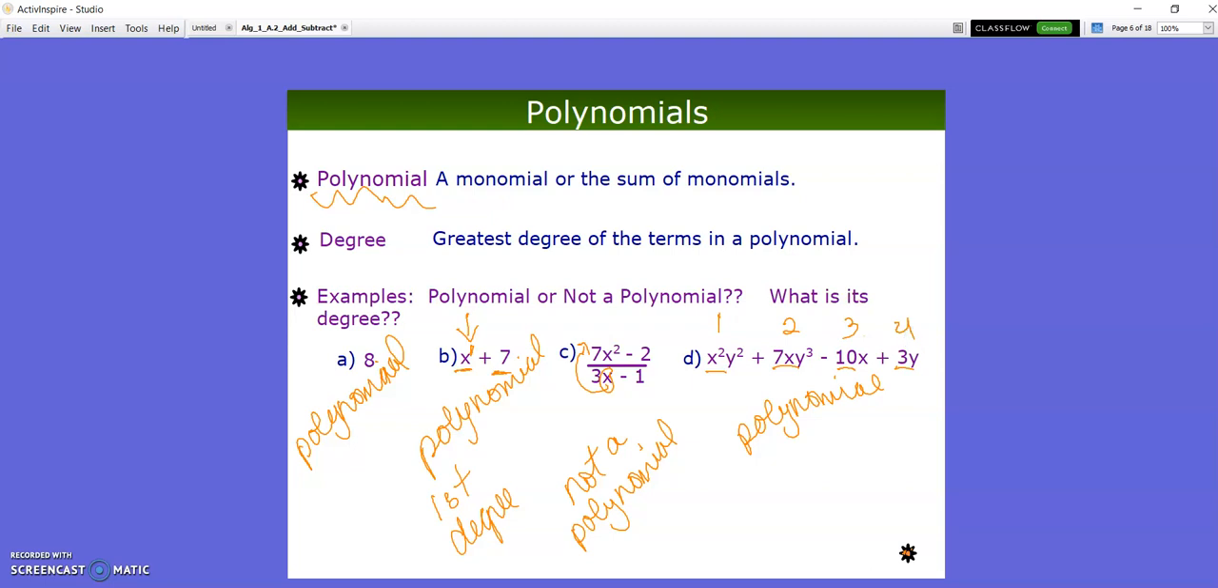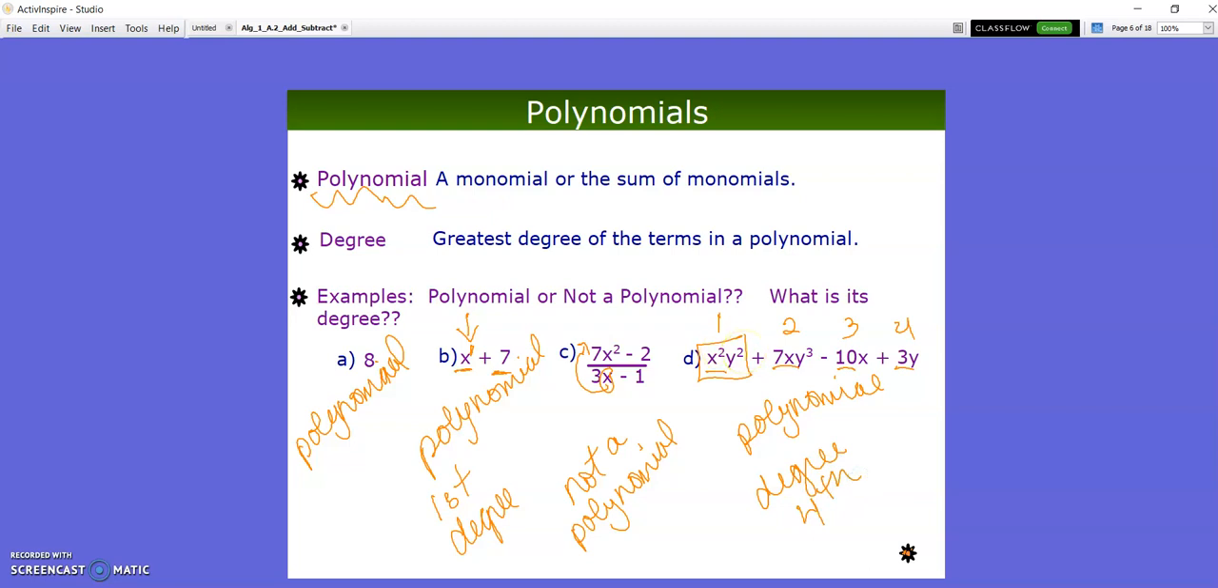When I take a look at its degree, I want to look at the term that has the highest number of exponents, and that term is right here. And this is a degree 4, or a 4th degree. I add up my exponents.